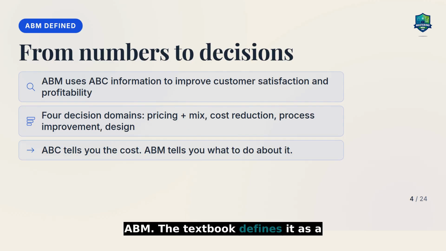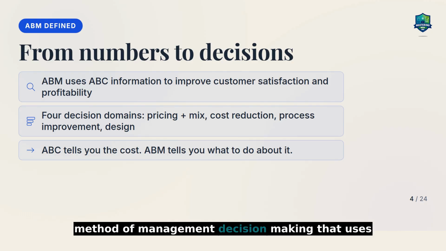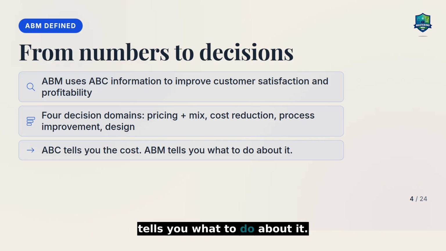Activity-based management, ABM. The textbook defines it as a method of management decision-making that uses ABC information to improve customer satisfaction and profitability. 4 decision domains: pricing and product mix, cost reduction, process improvement, design. ABC tells you the cost, ABM tells you what to do about it.